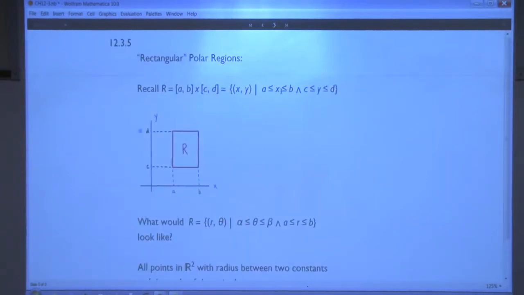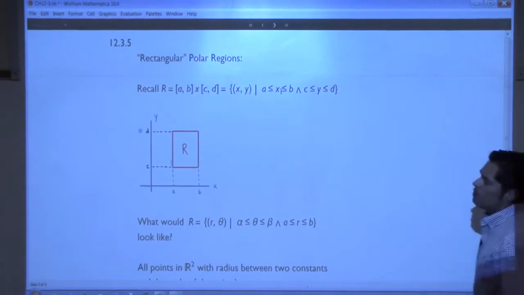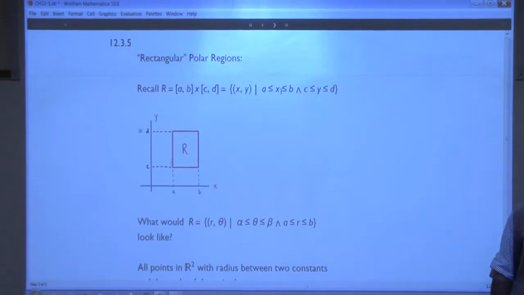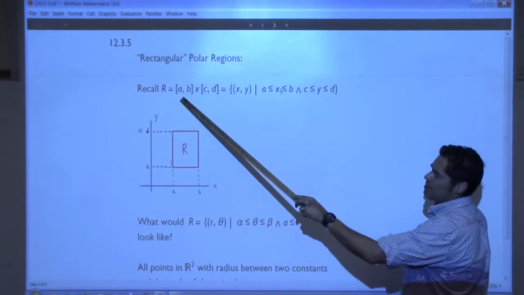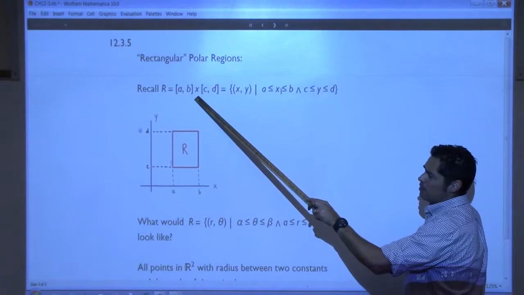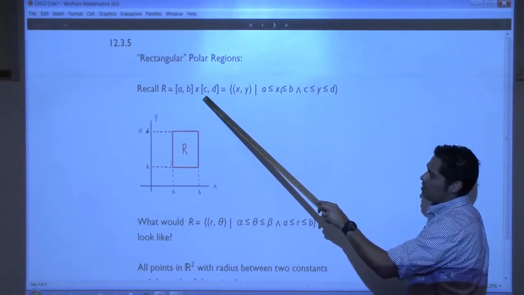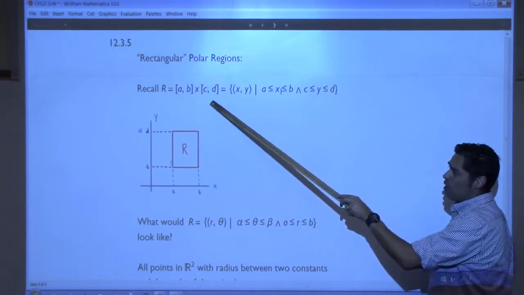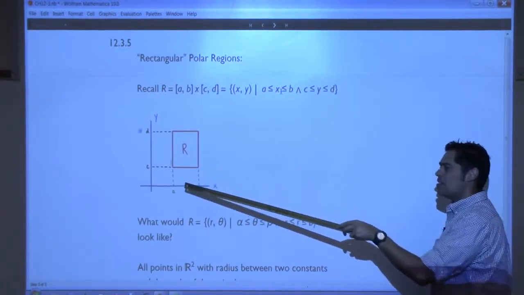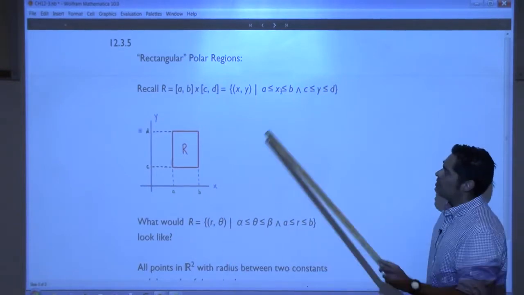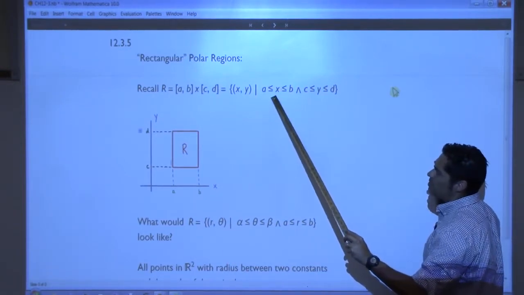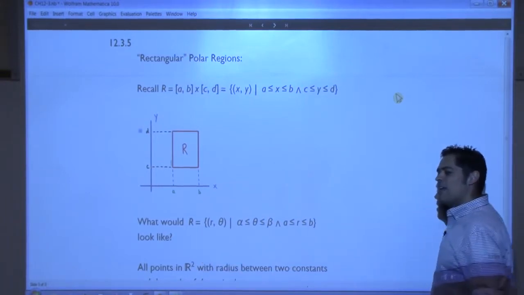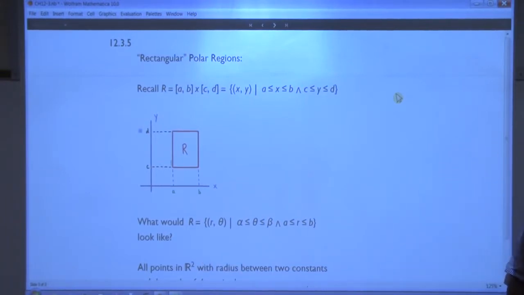So remember that when we were talking about a rectangle in Cartesian coordinates, what we were saying was that we had this interval AB crossed, even though we said it wasn't cross product, crossed with the interval CD, that this was the restriction on x's, this was the restriction on y's, and we drew this rectangle, right? That's a rectangle in Cartesian coordinates because it says our x is bounded between two constants, our y is bounded between two constants. But what would a rectangular polar region look like?